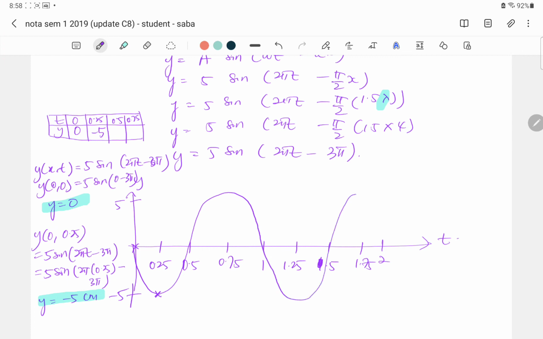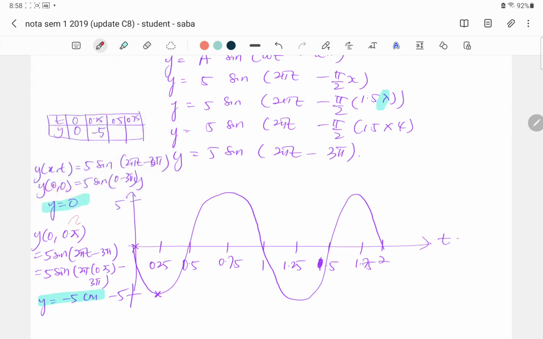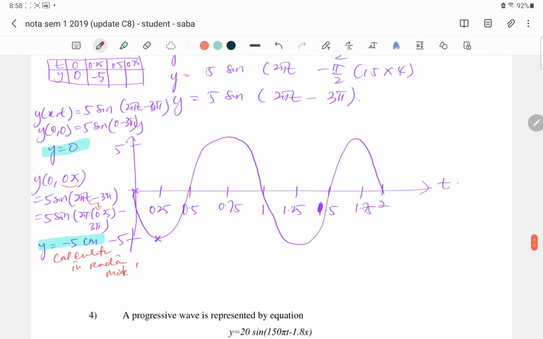Okay, kita tak perlu nak cari banyak-banyak. Kita buat je pattern sinusoidal wave. Okay, boleh. So tengok kat sini, penting untuk you tengok betul-betul. 0.25, so ni t you gantikan. You tekan calculator, make sure your calculator in radian mode. Okay, cantikkan graf.